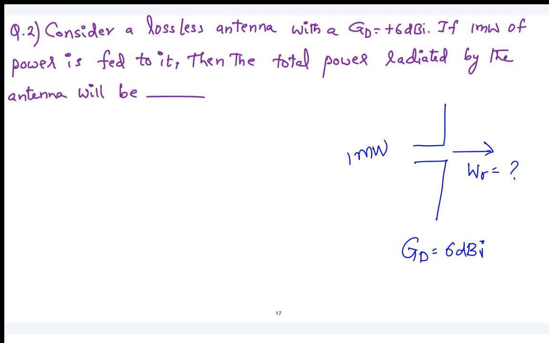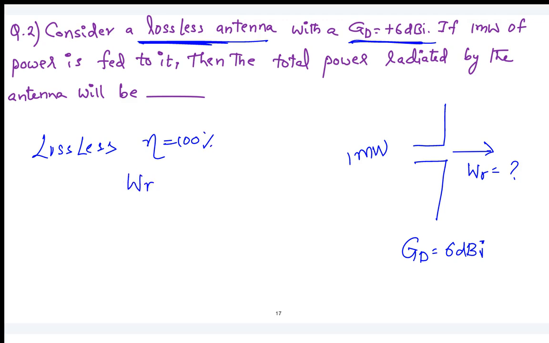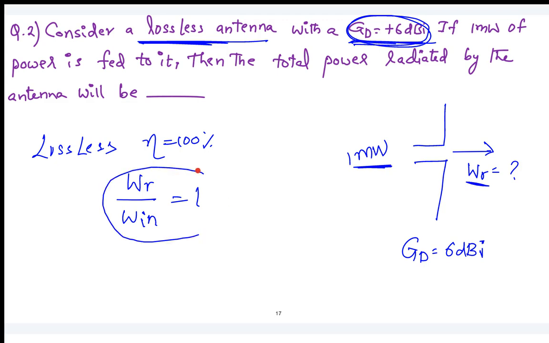So what is the value? Simple here. This is not a matter right now because this fellow has given it is a lossless antenna. What do you mean by lossless antenna? For a lossless antenna, your efficiency is 100%. Isn't it? So the ratio of output power divided by the input power is equal to 1. Gain is a different thing. You forget about that. Gain has nothing to do with the relation between W_R and W_in. It is only the efficiency. Okay. So when your efficiency is 100%, your radiated power should be same as your input power. So the answer here is 1 milliwatt.